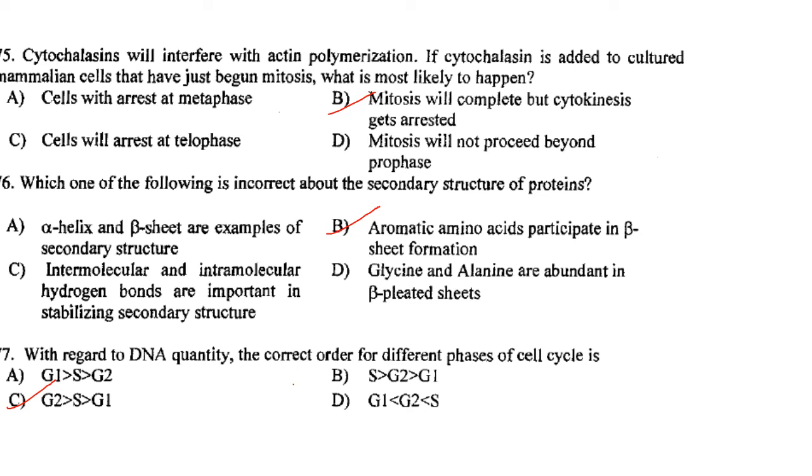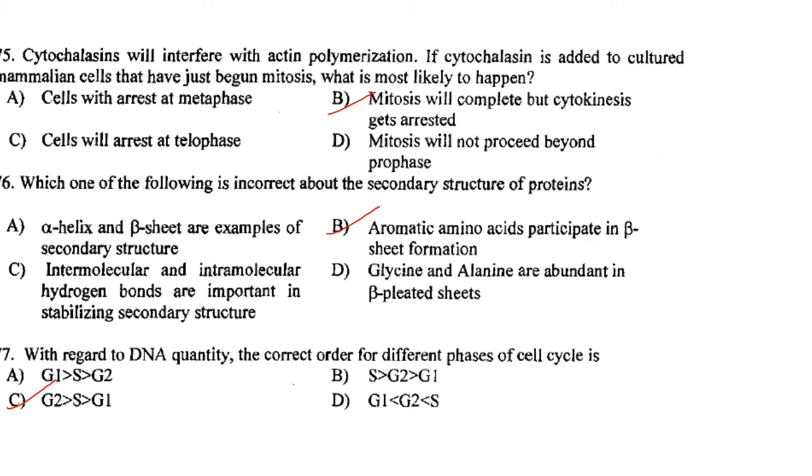So cytochalasin will interfere with actin polymerization. So only with actin polymerization they will be inhibiting. So cytochalasin added to cultured mammalian cell that have just begun mitosis. So mitosis will be complete because there is no actin involved. It is tubulin that is involved. So mitosis will be complete, but cytokinesis gets arrested because in cytokinesis actin filaments are involved. So answer is option B. Mitosis will be complete, but cytokinesis will be arrested.